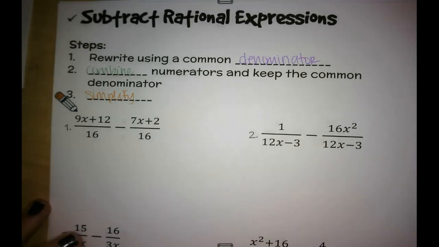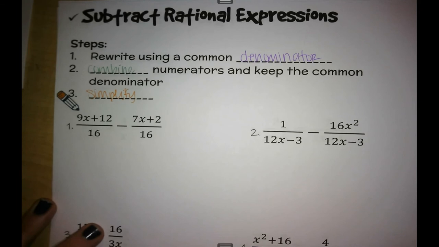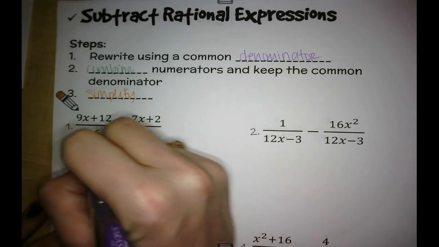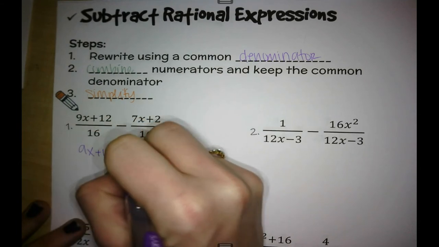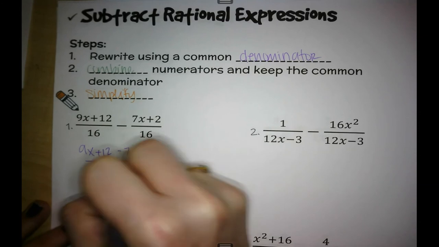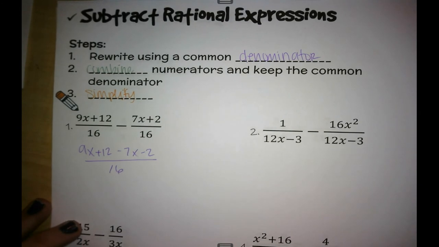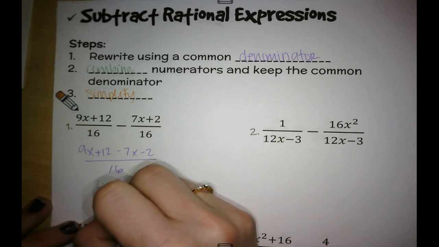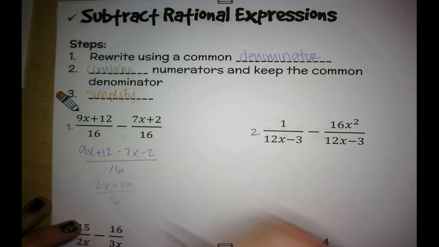So let's look at this. 16, 16, we've got the same base. So we can say 9x plus 12 minus 7x minus 2 all over 16. So 9x minus 7x is 2x. 12 minus 2 is positive 10 over 16.